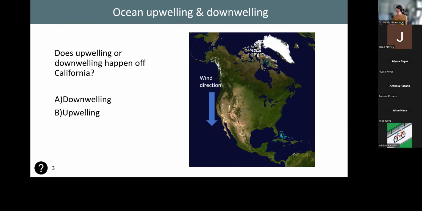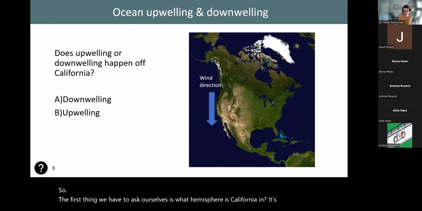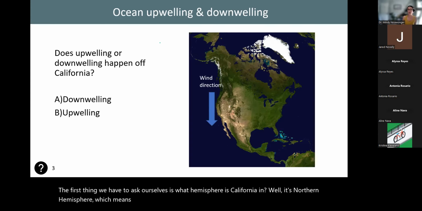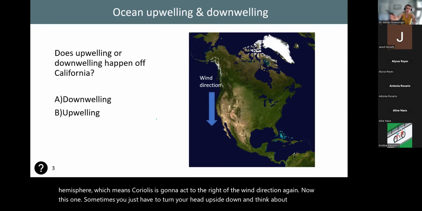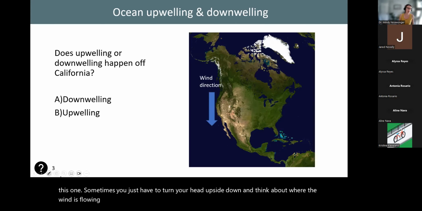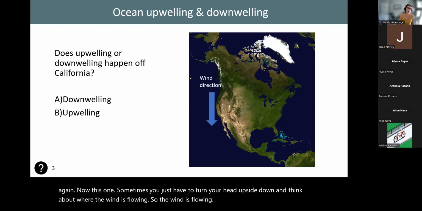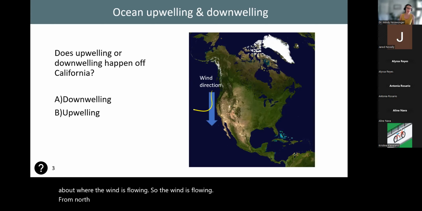All right, here we go. Well, the first thing we have to ask ourselves is, what hemisphere is California in? Well, it's northern hemisphere, which means Coriolis is going to act to the right of the wind direction. Again, now this one, sometimes you just have to turn your head upside down and think about where the wind is flowing. So the wind is flowing from north to south, deflected to the right.